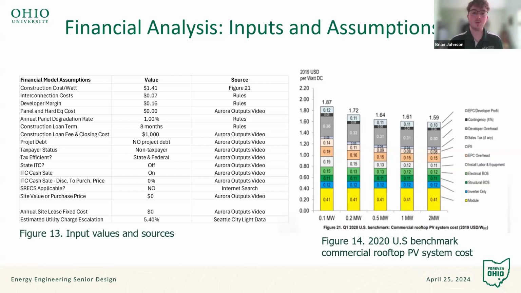which according to what we were able to find on the internet, Washington does not have any SRECs available. And the other important input for this, I reached out to Seattle City Light to get some historical rate data. Based on my calculation of that rate data, their average annual escalation would be about 5.4% for the university's rate structure.